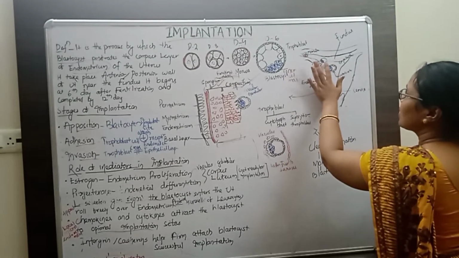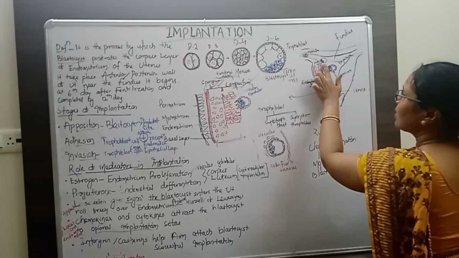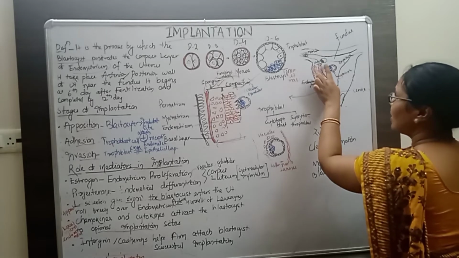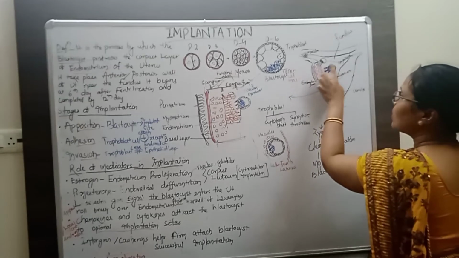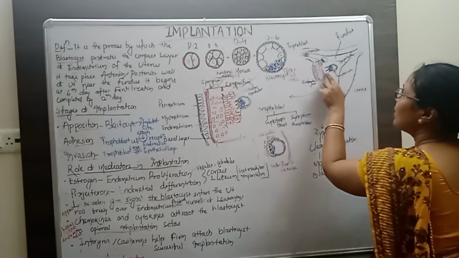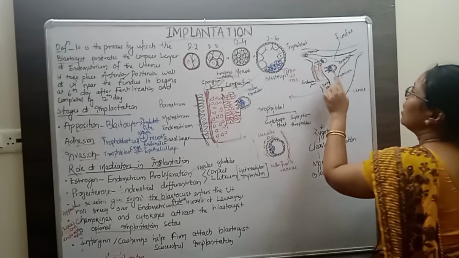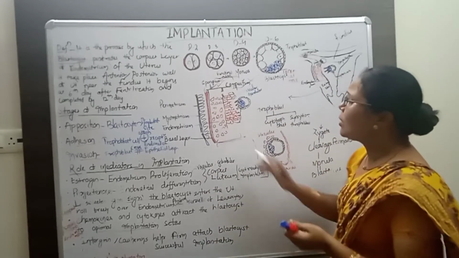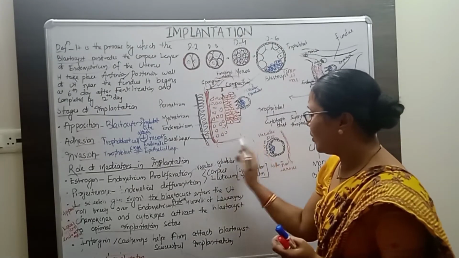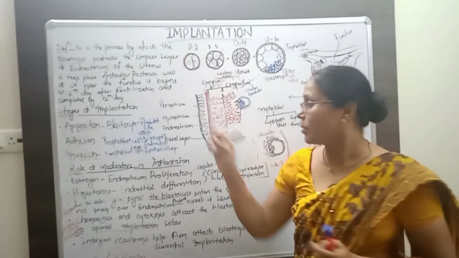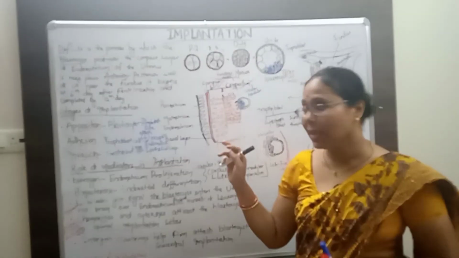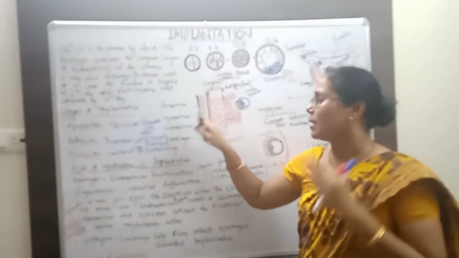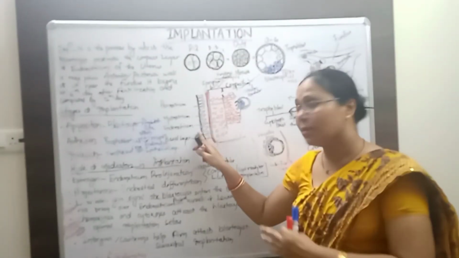Now the blastocyst is coming towards the endometrium, and now it is ready for the implantation process. Now you see the picture in a larger form here. So this is the structure of our endometrium. Our uterus has 3 layers. One is the perimetrium, next is the myometrium, and the inner one is the endometrium.